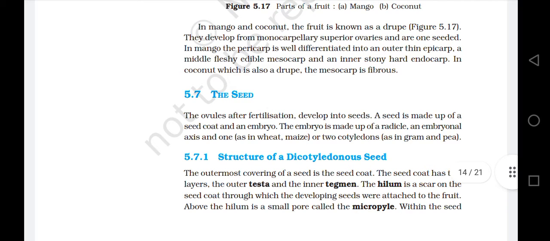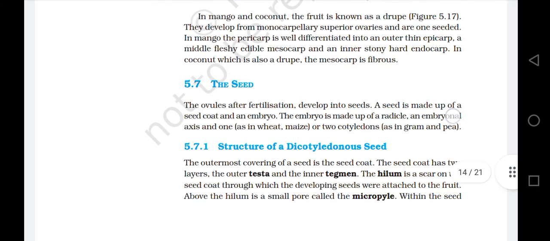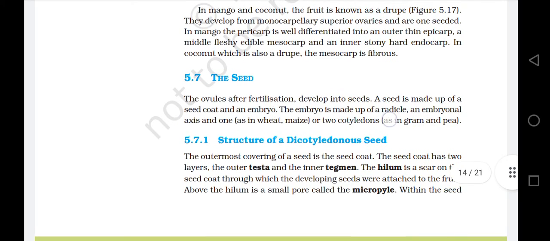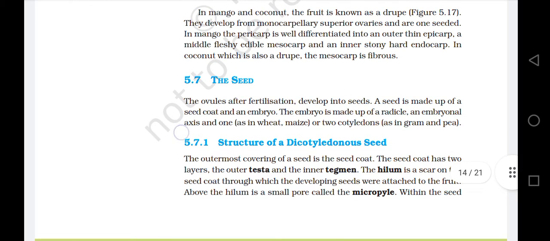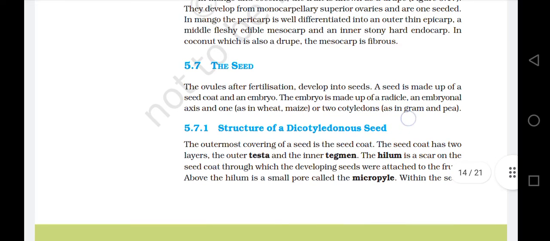5.7 The seed. The ovules, after fertilization, develop into seeds. A seed is made up of seed coat and an embryo. The embryo is made up of radicle, an embryonal axis, and one cotyledon, as in wheat and maize, or two cotyledons, as in gram and pea.